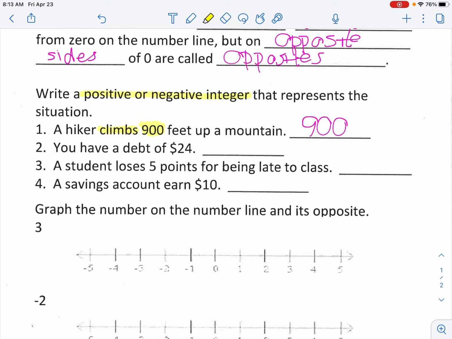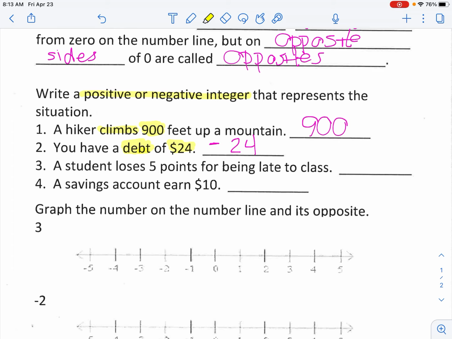You have a debt of $24. Okay, so I know the number is going to be 24, but is that going to be 24 or negative 24? The key word in this one is debt, which some of you might be familiar with and some of you might not. If you're $24 in debt, that means that you owe somebody $24, so that would be a negative 24.